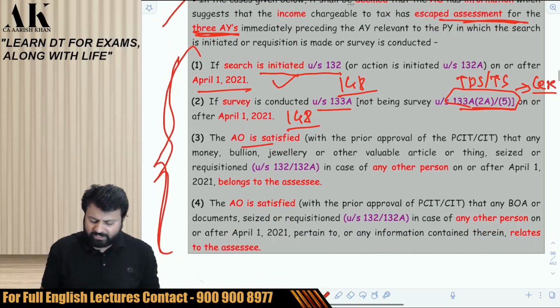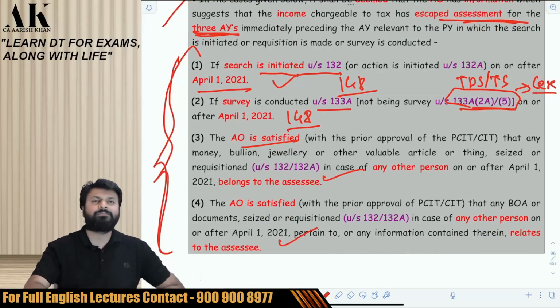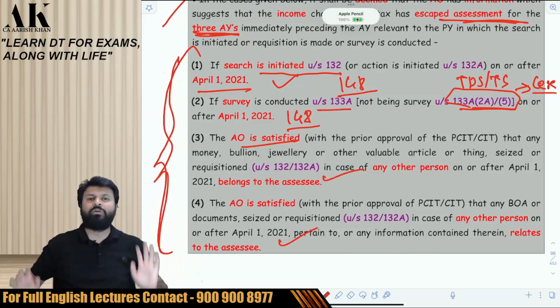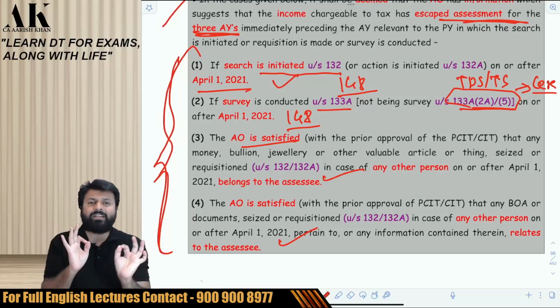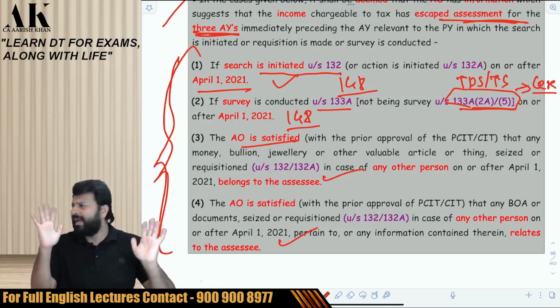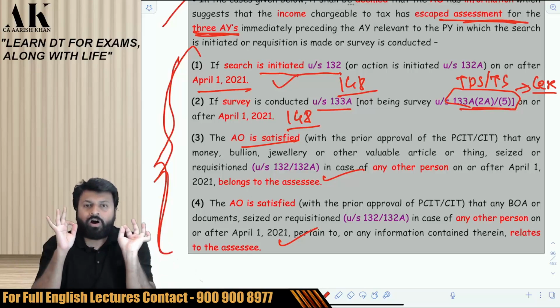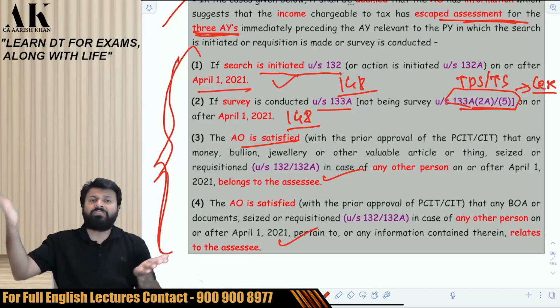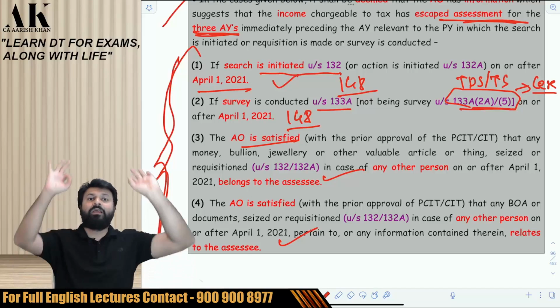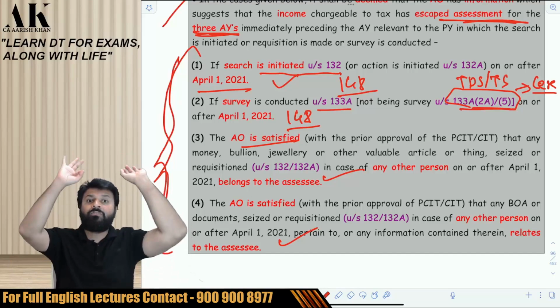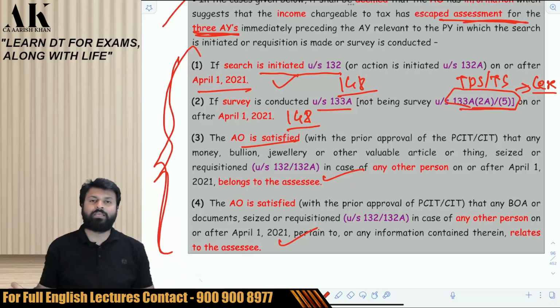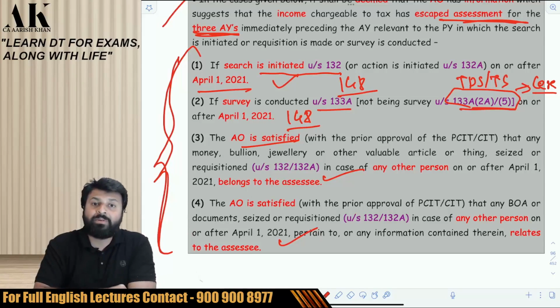Third, the AO is satisfied that again it is a search case. So in the case of search, let me tell you, if the search or survey is conducted, except the TDS survey, TCS survey and the wedding ceremony survey, if the search or seizure or survey is conducted on or after 1st April 2021, then you just make sure that 147 assessment is inevitable in your case. It will be 100% done.